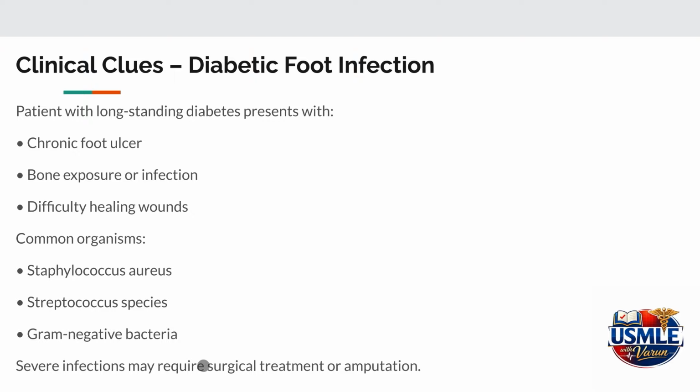Severe infections might require aggressive treatment, including surgical debridement or even amputation in extremely severe cases. Recognizing this pattern is important because diabetic foot infections are a major cause of morbidity in diabetic patients. It's just hell for a diabetic patient to get an ulcer and then develop diabetic osteomyelitis.